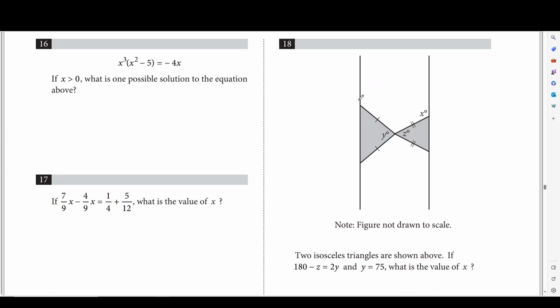5 grid questions. Now it's saying that if x is greater than 0, what is one possible solution to the equation above, right? And it's giving us all of this. So the first thing I'm going to do is get everything on one side, and I'm going to solve for x, right? So first thing I'm going to do is expand this. So here I have x cubed times x squared, which is equal to x to the power of 5.